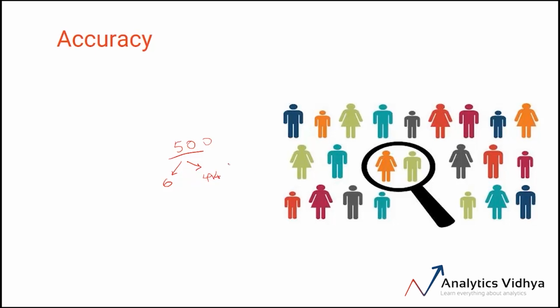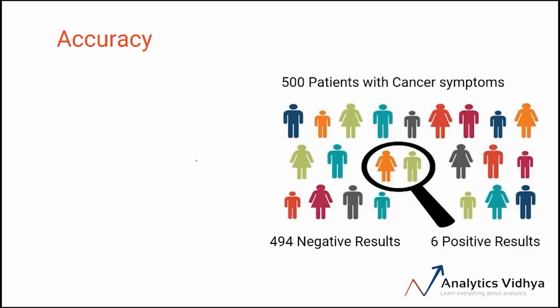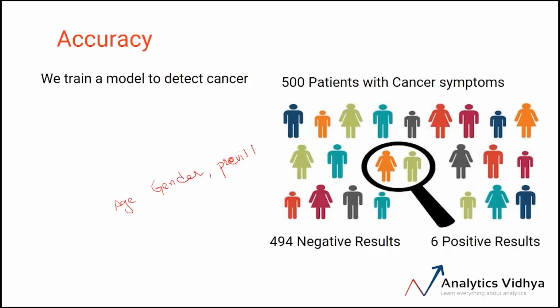Intuitively, we can say that the patients suffering with cancer are very few in number as compared to the people who do not have cancer. So this is a classic example of imbalanced data. Now our job as data scientists is to build a predictive model that can predict whether a patient has cancer or not. This model would take inputs such as age, gender, previous medical history of the patient, the tumor size, the tumor color, and a lot of other things.